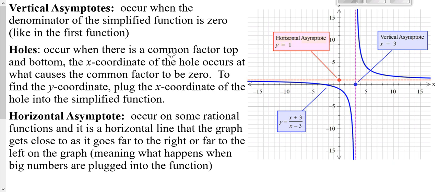And how do you find that hole? You look at what causes that common factor to be 0. You also need to find the y value of that hole. How do you find the y value of that hole? You plug the x-coordinate of your hole into your simplified function.